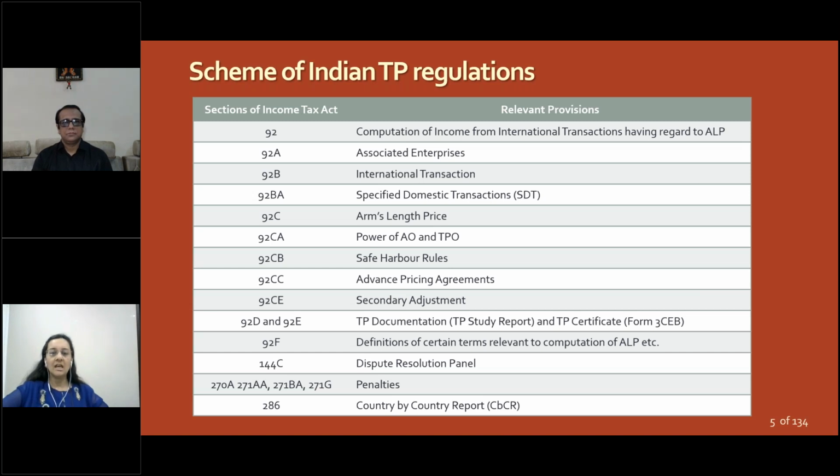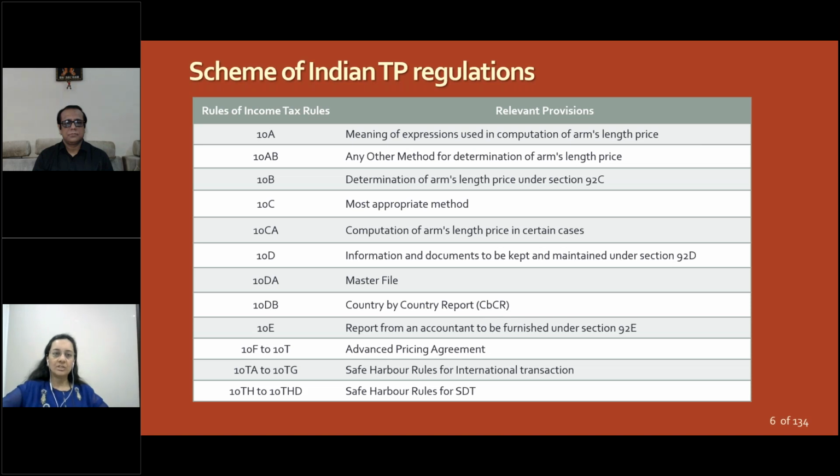Recently, the amendments have also brought in the requirements of master file and CBCR, which is one of the BEPS initiatives. The income tax rules are also very important to be read with the regulations given under the Act, as the rules lay down how the various provisions of the Act are to be applied and give in a very detailed manner how to compute the arm's length price.